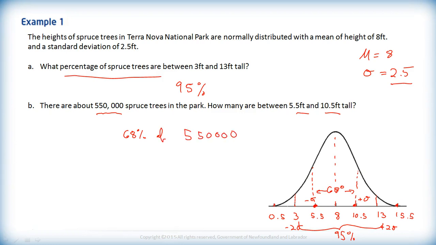Well, that doesn't sound too hard. 0.68 times 55, 4 zeros. What's that going to be? Hello, handy dandy calculator. 0.68 times 550,000. I'm saying 374,000 spruce trees. So roughly 374,000 spruce trees fall in that perfect range between 5.5 and 10.5 feet tall. Maybe those are Christmas tree size, I don't know.